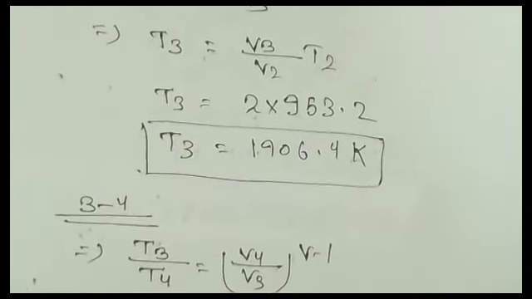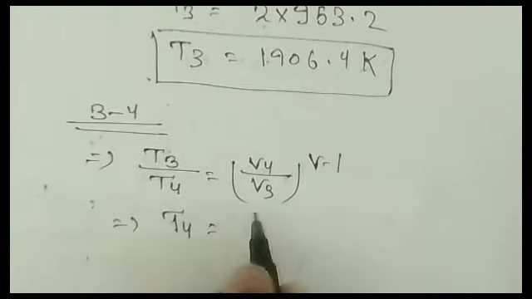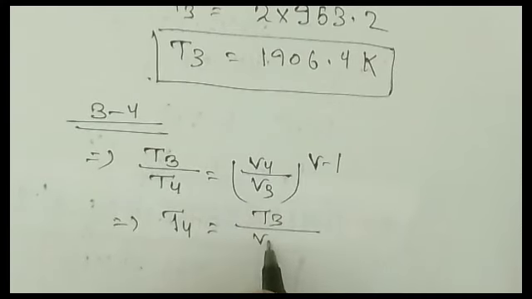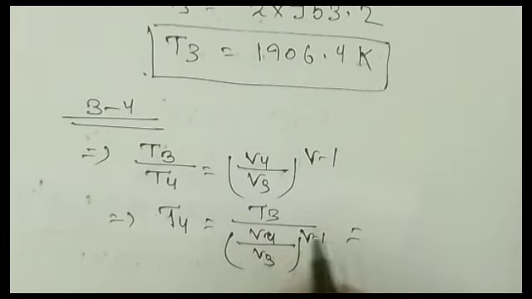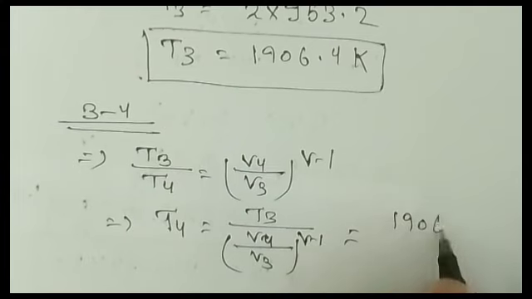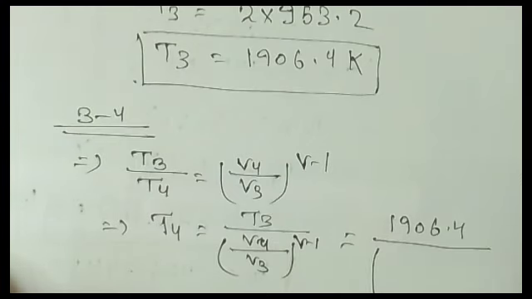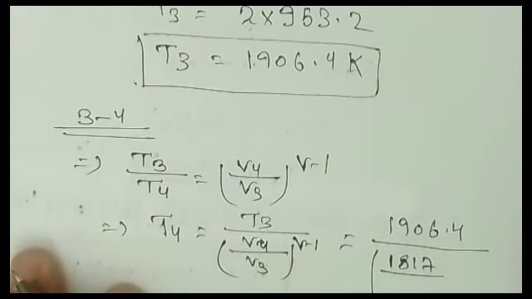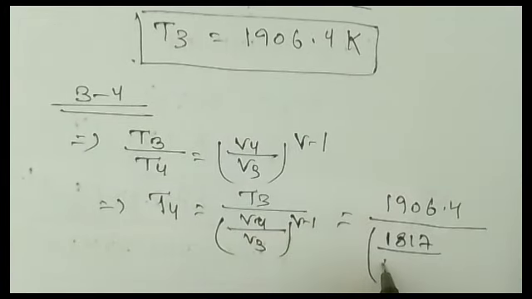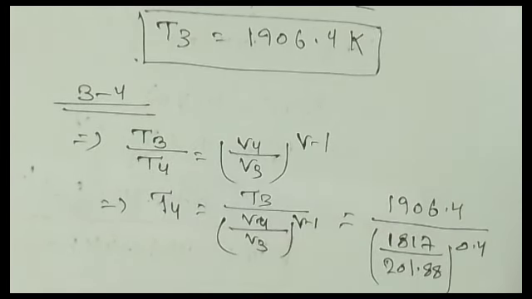Already all the values you know, right? So T4 you need to find, that T4 is equal to T3 by V4 by V3 to the power of gamma minus 1. So you can substitute here, T3 is equal to 1906.4 upon V4. V4 is equal to V1, that is 1817, by V3 we calculated, which is 201.88, whole power gamma minus 1, means 0.4. We can substitute and get that answer.